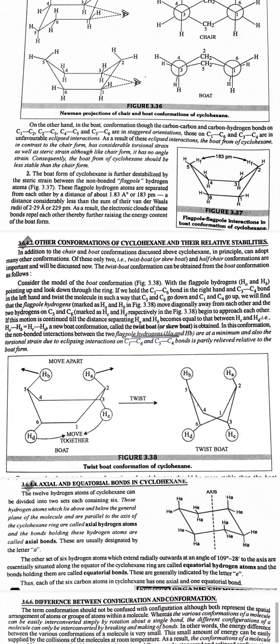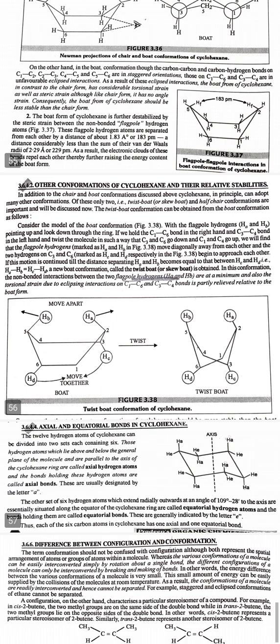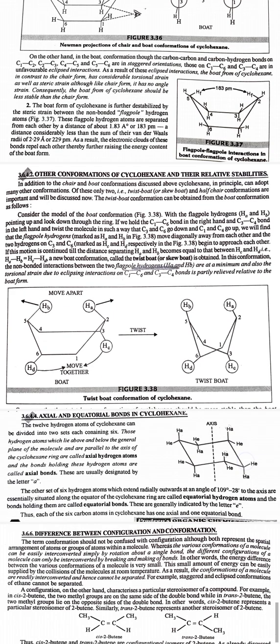Other conformations of cyclohexane and their relative stabilities. In addition to the chair and boat conformations discussed above, cyclohexane in principle can adopt many other conformations. Of these, only the twist boat or skew boat and half-chair conformations are important. We'll discuss them below. The twist boat conformation can be obtained from the boat conformation.